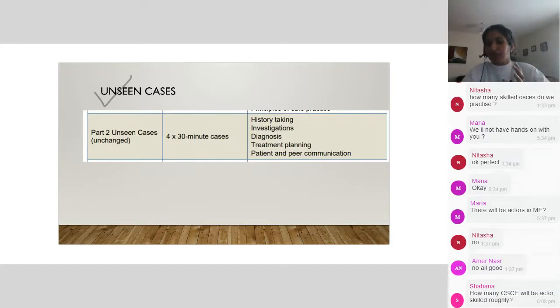I'm not sure, doc, but they usually give more actor OSCEs. Written and skilled are usually less. Okay. But as I told you, because LDS has completely changed its structure, we will only get the best idea after they conduct their first exam in September. Okay. So till now it has always been more of actor OSCEs, but because the structure has changed, we are not really very sure because of COVID have they changed anything or anything like that.